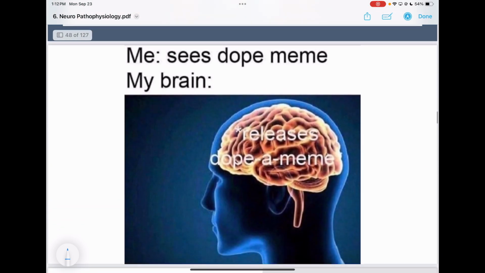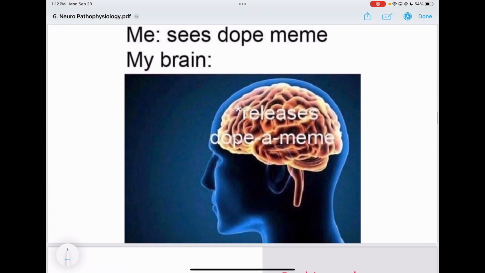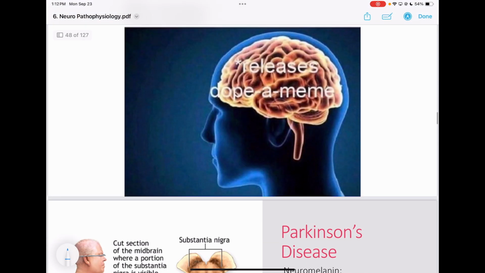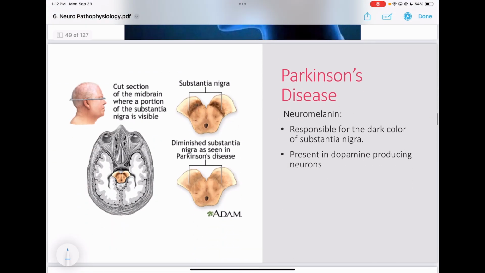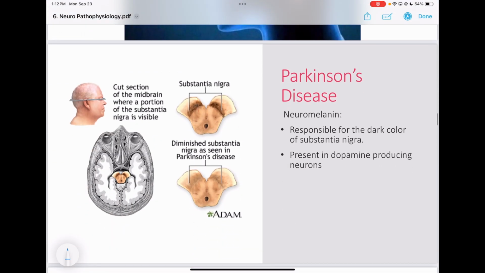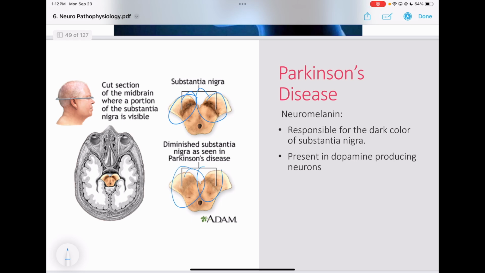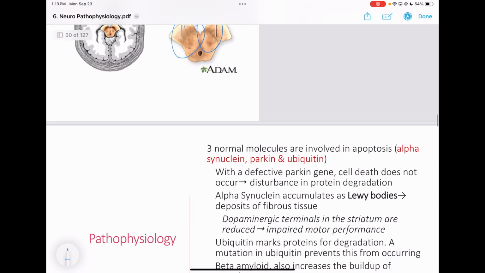Okay. This is a non-generational humor, so you guys should be able to get this one. Okay. So you can see here, substantia nigra, they change in their pigmentation because you lost all that dopamine.